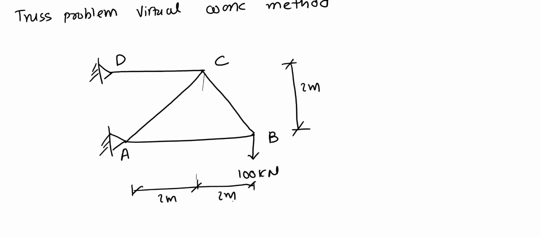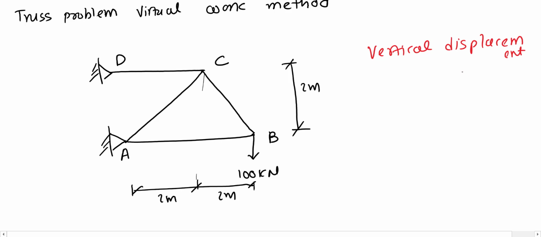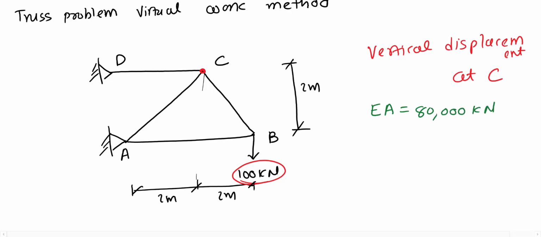Now the question is to find the vertical displacement at C. So we need to find the vertical displacement at C due to this 100 kilonewton load. Now we need to use this virtual work method. Another data is given: Young's modulus times area for all the members is given as 80,000 kilonewton. That is given in the question, for all the members, member AC, member BC, member CD, and member AB.